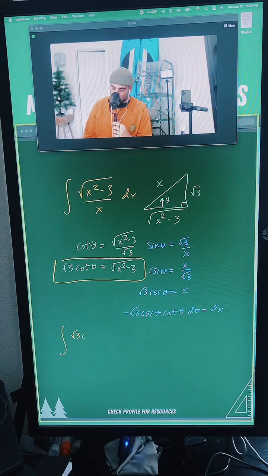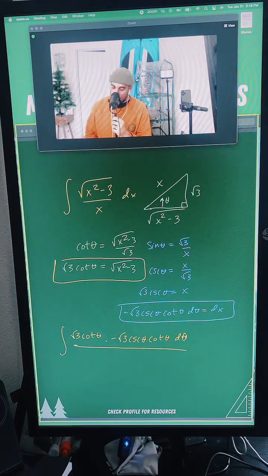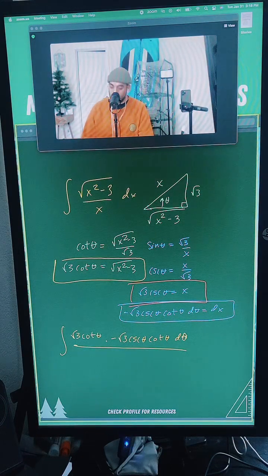So we have root 3 cotangent theta times, what's our dx? It is this value, the negative root 3 cosecant cotangent. So we're going to have times negative root 3 cosecant theta cotangent theta d theta. And then the whole thing has to be over x. Now, what is x? It is going to be this value that I'm going to circle in red. It is the root 3 cosecant theta.